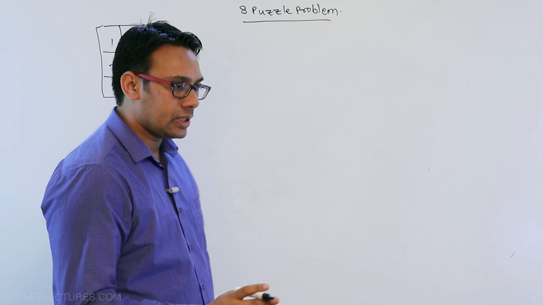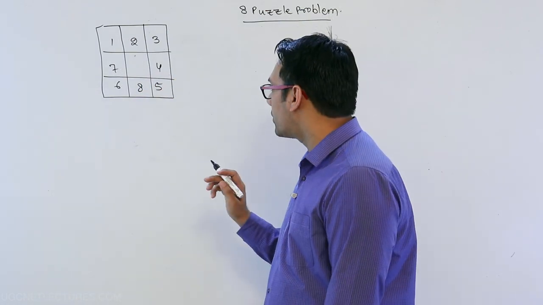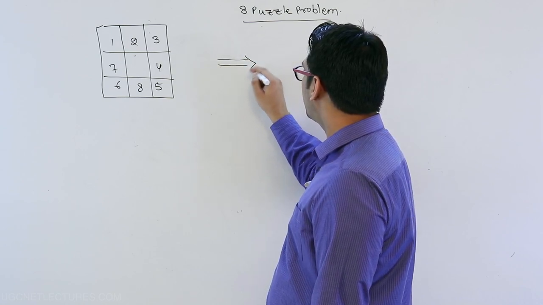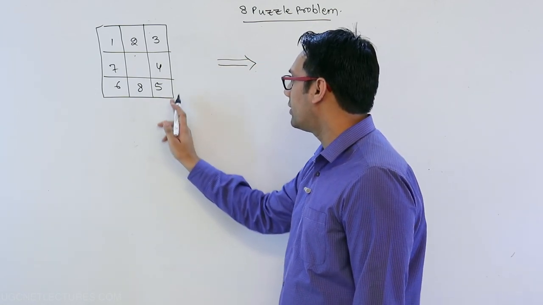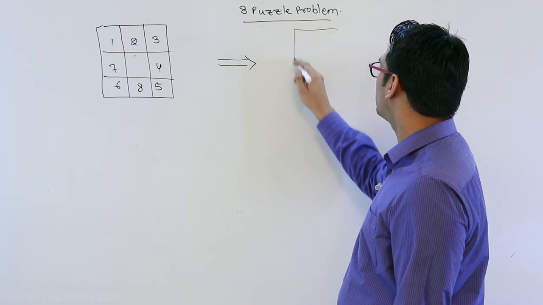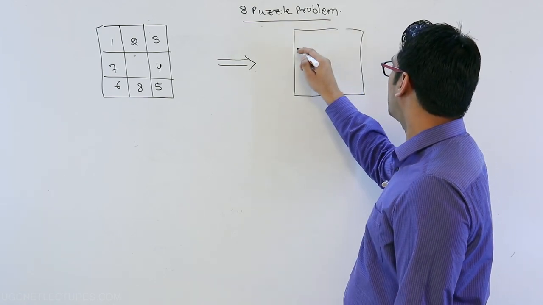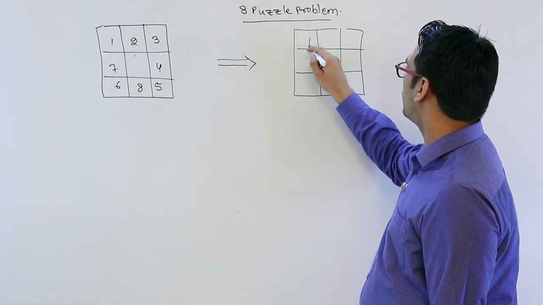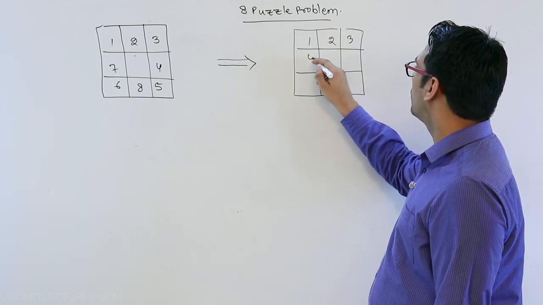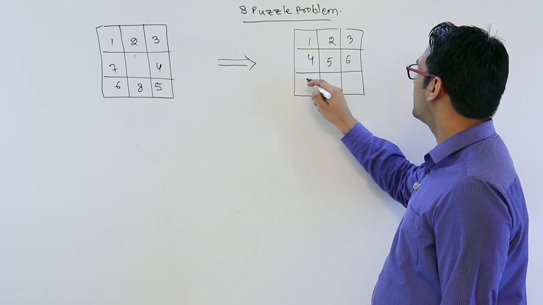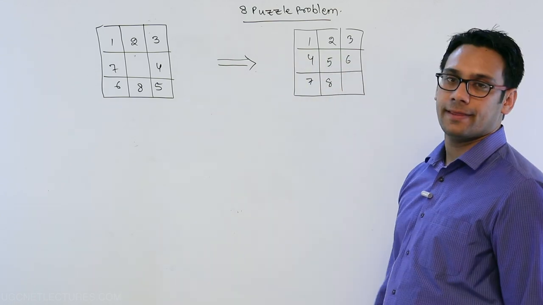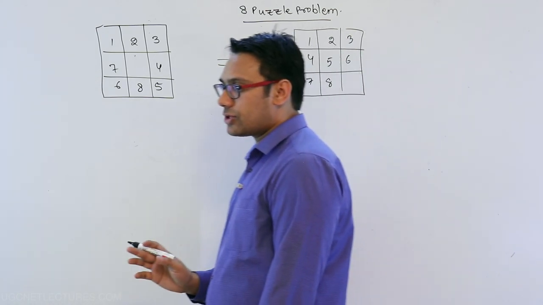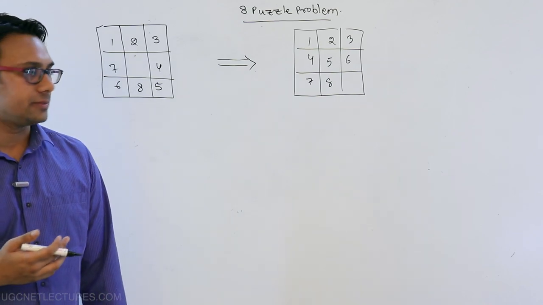Now, in this particular case, our aim is to reach a state where this entire puzzle, or these entire 9 blocks, should look like this: 1, 2, 3, 4, 5, 6, 7 and 8. That means the tiles should be in sorted order.